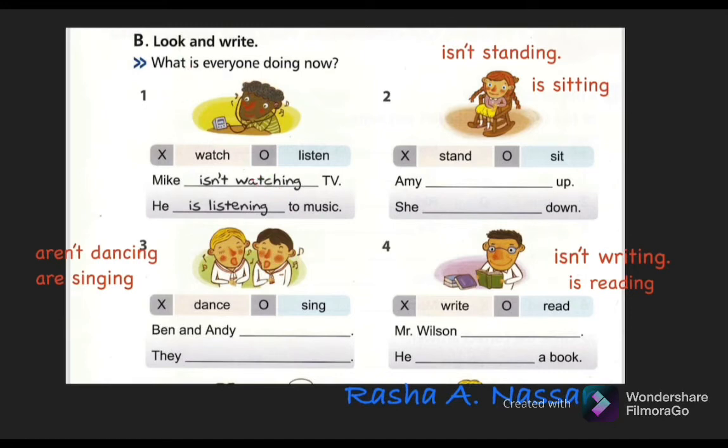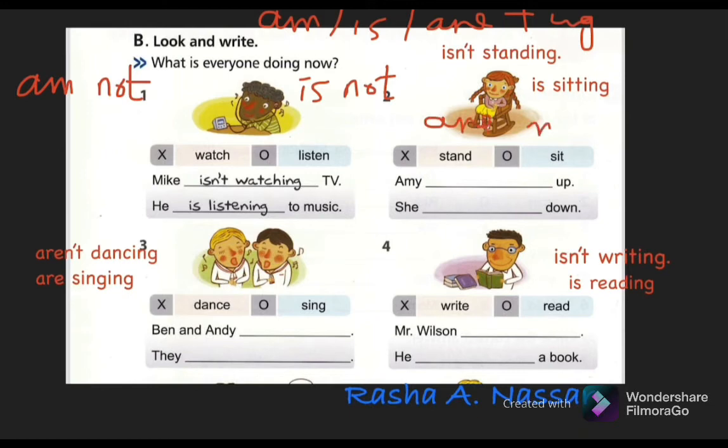What is everyone doing now? And what isn't everyone doing now? So when I'm talking about something which is happening now, I will use am or is or are plus verb plus ing. And when I am talking about something which is not happening now, I will use am not or is not or are not.